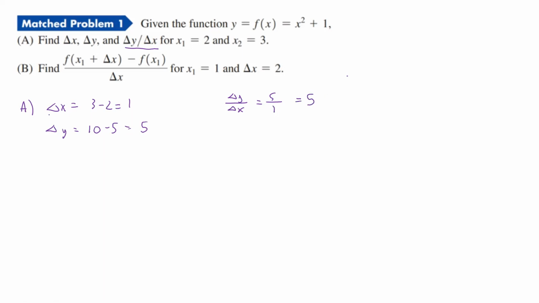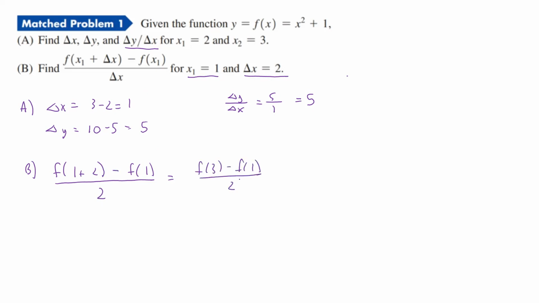All right, so now we need to find f of x1 plus delta x minus f of x1, all over delta x. For B, they tell us x1 and they tell us delta x, so we just have to plug those in. So x1 is 1 plus delta x is 2, minus f of x1, which is 1, all over delta x, which is 2. So that's going to be f of 3 minus f of 1 over 2.